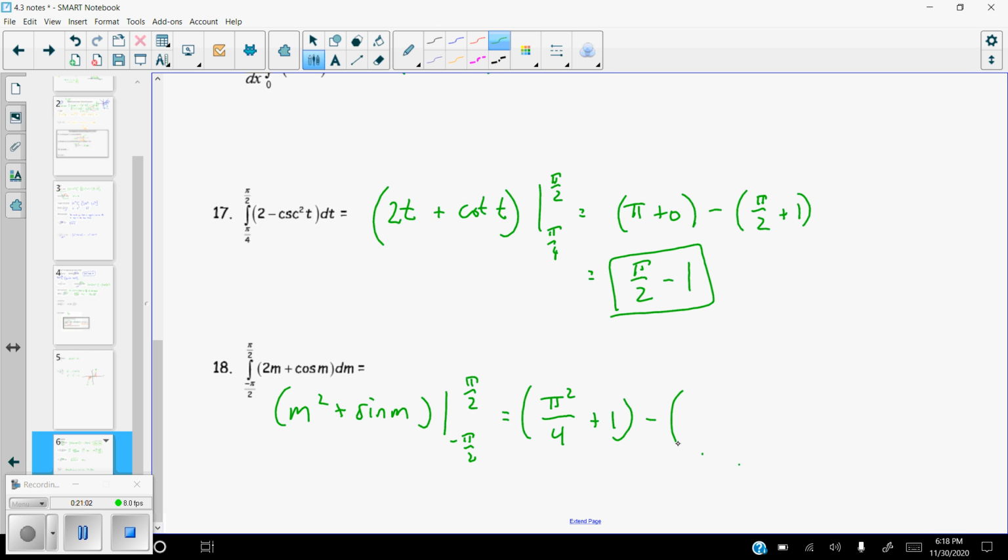minus plugging in negative pi halves. Squaring negative pi halves also gives you pi squared over 4. And then sine of negative pi halves, that's in the same location as 3 pi halves, so that would be negative 1, so minus 1. All right, so let's see. Pi squared over 4 minus pi squared over 4, those are gone. And then I get 1 minus minus 1, so we get 2.